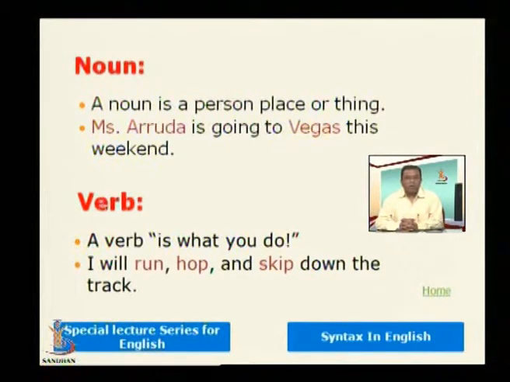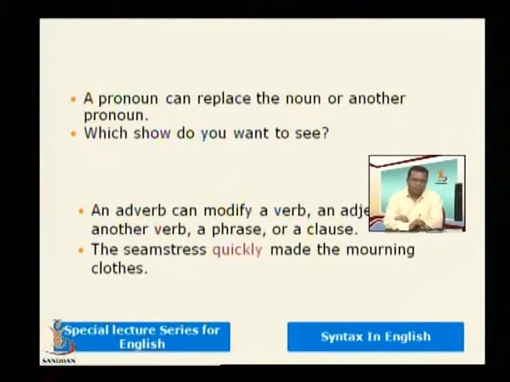Coming to verbs, a verb is what you do. So a word in a sentence which talks about an action, which shows the action, is a verb. I will run, hop, and skip down the track. In this sentence, three words are used as verbs. Here, I is performing three tasks: running, hopping, and skipping. These are three actions suggested by three distinct verbs. So, verbs are the words which indicate actions.